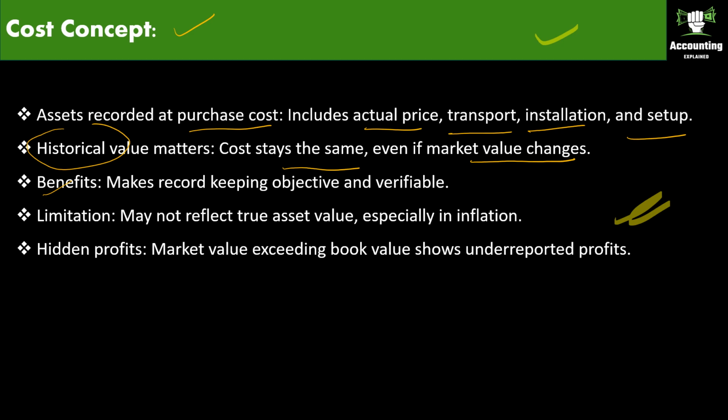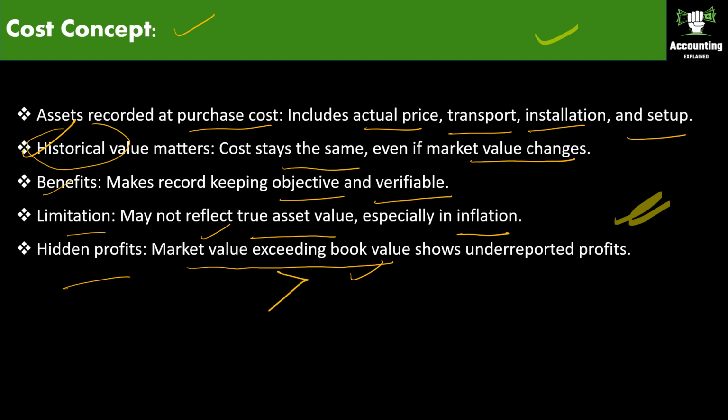Benefits: it makes record keeping objective and verifiable. Since it remains the same and does not fluctuate with the market value, it is easy to keep a record of that. The limitation is that it may not reflect the true asset value, especially during inflation. Hidden profit: the market value exceeding the book value. Book value is the value which we have recorded, that is the historical cost. The market value may be greater than the book value, which shows that our profit is underreported.